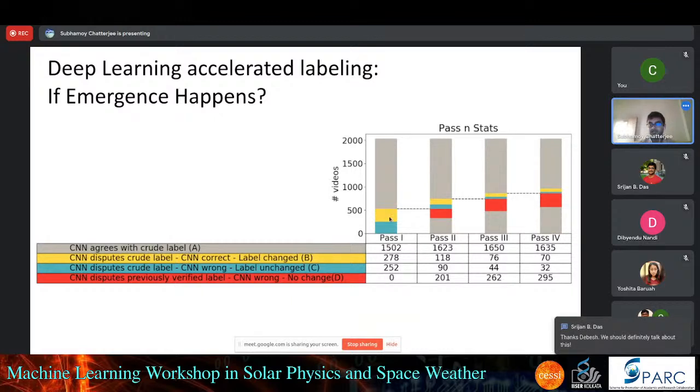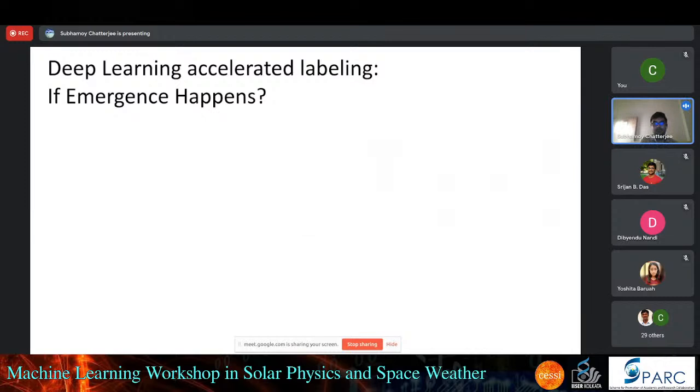So if you look at the ratio of yellow to blue, you can see at the higher pass or higher iteration, the model is much more correct as compared to the original labels. That means even though there are problems in the data, the model is learning to distinguish between the right and wrong. And also you see this convergence through this plot here.